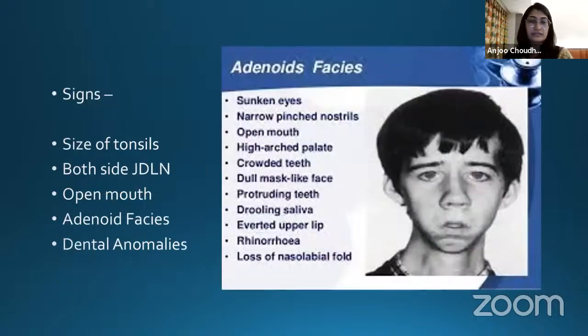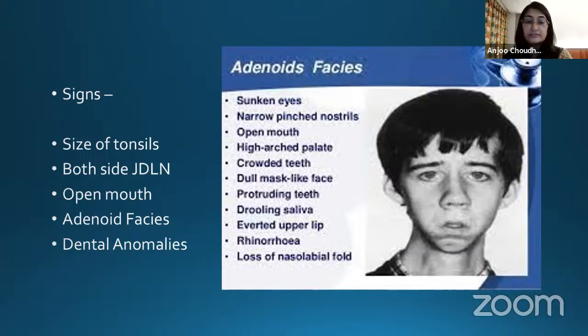When we see these patients and examine them, first we have to see the size of the tonsils, for which we have a grading for tonsillar enlargement. We have to check for both-sided jugulodigastric nodes, and whether the child has an open mouth with an adenoid facies, which is this typical look in the picture shown, with drooling of saliva, protruding teeth, high arch palate, crowding of teeth, everted upper lips. All are features of adenoid facies suggestive of chronic nasal obstruction and mouth breathing.